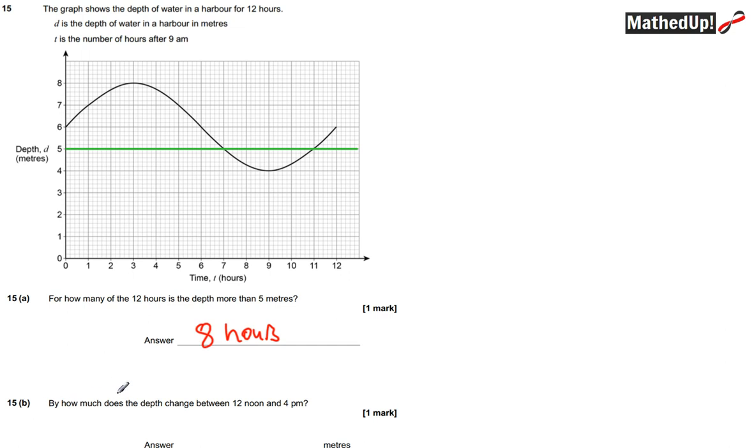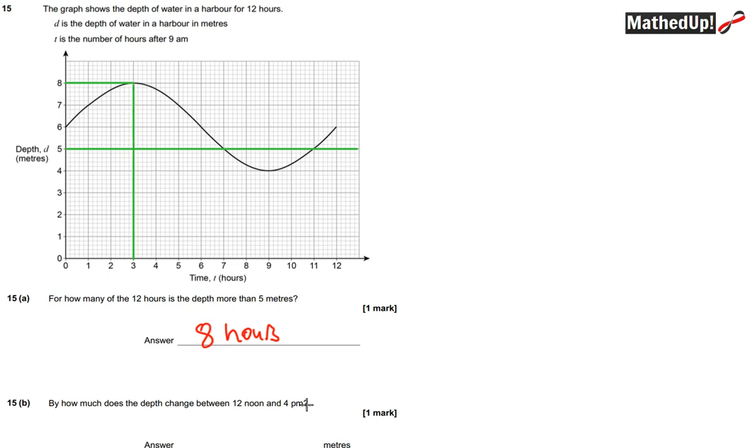Okay, part B says, by how much does the depth change between 12 noon and 4 p.m.? So T is the number of hours after 9 a.m. So 12 noon would be 3 hours after 9 a.m. So let's go for our lines here again. So 3 hours after 9 a.m., and at that point they had a depth of 8 meters.